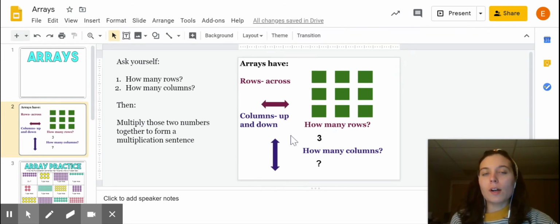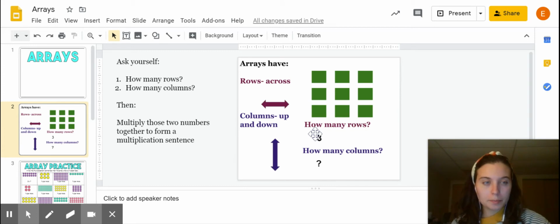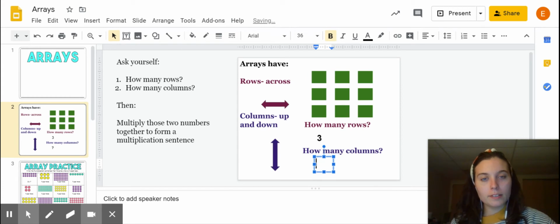Now, columns go up and down. So how many columns are there? Let you think about it for a second. Let's count them. There's 1, 2, 3 columns. All right, so we can fill that in.